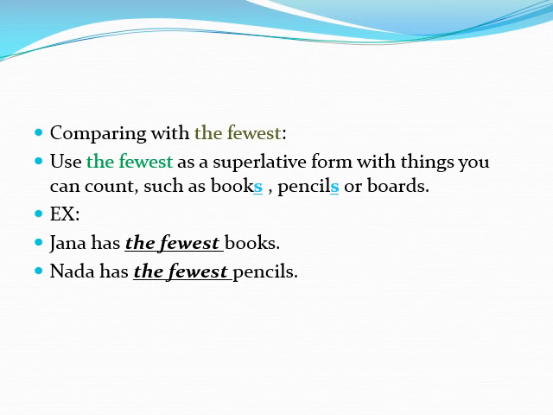Now, we are about the last part, comparing with the fewest. Use the fewest as a superlative form with things you can count. The same, guys, but of course as a superlative form, such as books, pencils, or boards. For example, Jana has the fewest books. Nada has the fewest pencils.